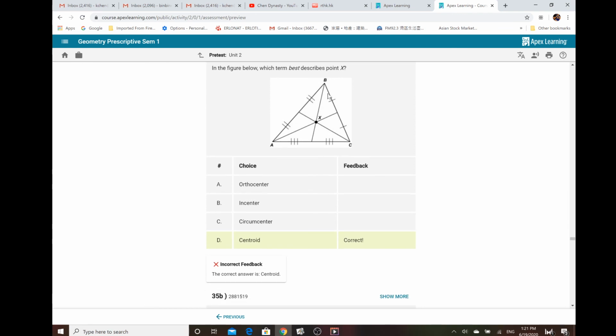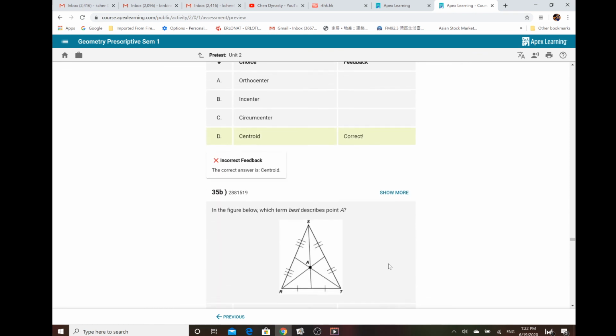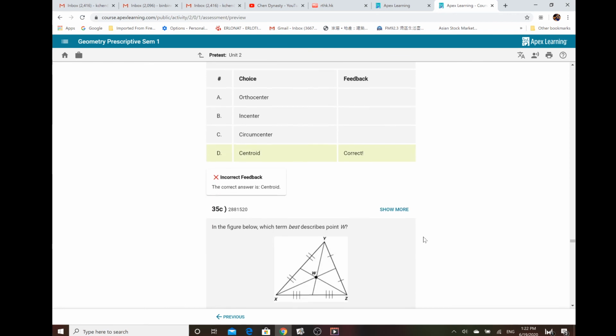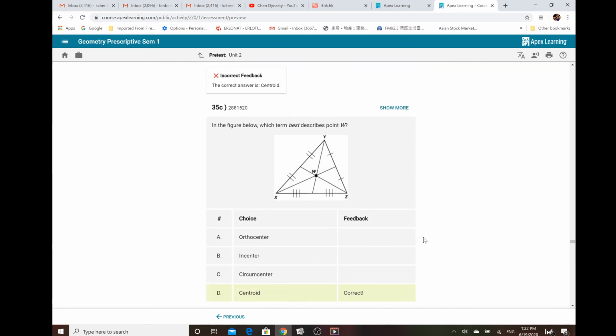The reason why I know that all three of the segments are medians is that you see the marks here: single mark, double mark, triple mark. It shows that all the segments crossing through are the medians. So once you see the point of intersection of all the medians, this point here is called a centroid. So here's another one, centroid. So the point of intersection of those three medians of a triangle. Another centroid, the point of intersection of all the medians.